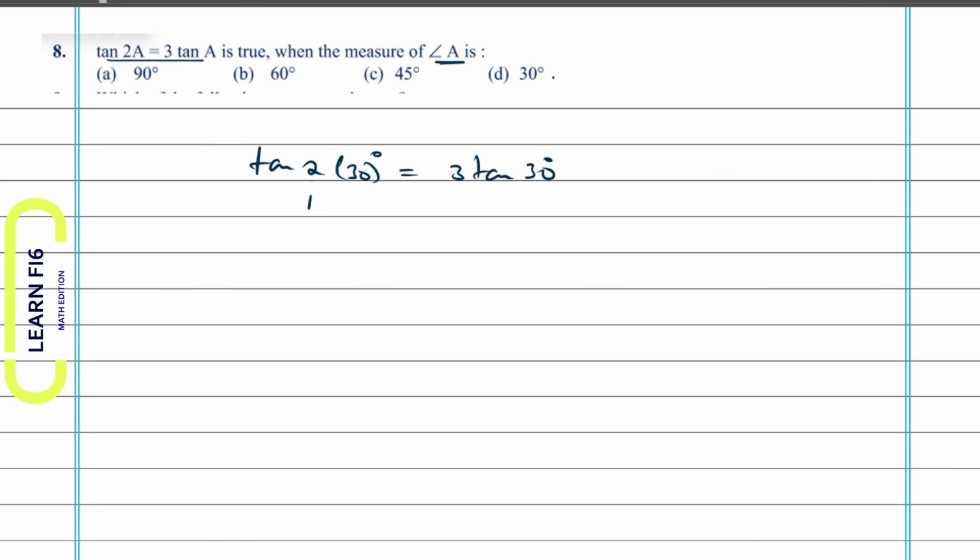So 2 times 30 will become tan 60, and 3 times tan 30 will stay as it is. Tan 60 value is root 3, and this is 3 into 1 by root 3, and you can cancel these two, you will end up with root 3. For A equal to 30 degrees, it satisfies the given equation, so the answer is option D.